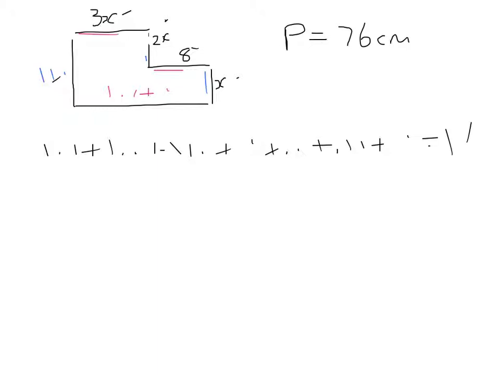We're here now. So we've got all of the x terms. We've got 3 plus 3 is 6x, plus 2 is 8x, plus another one is 9x, plus another 3 is 12x. So we have 12x. And then for all of our numbers, we have 8 plus 8 is 16, is equal to 76. So we'll take away 16 from both sides. They cancel down. Leaves us with 12x is equal to 60.